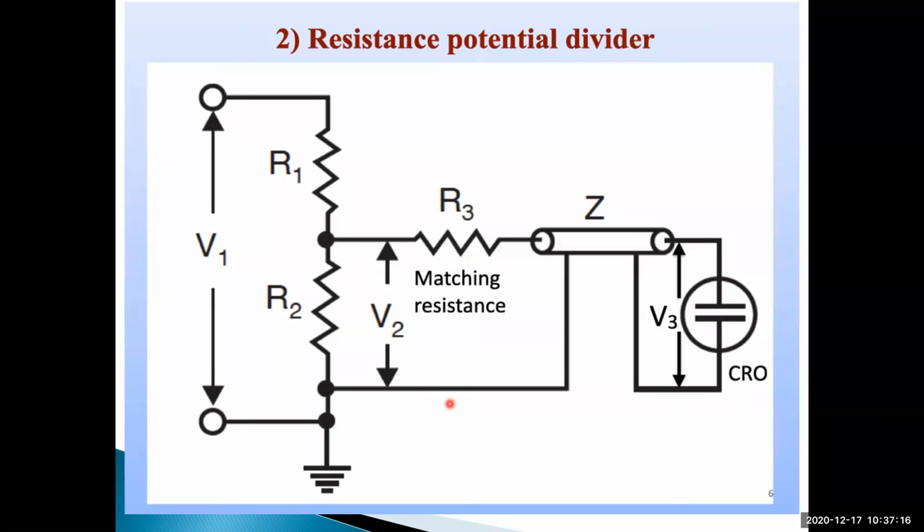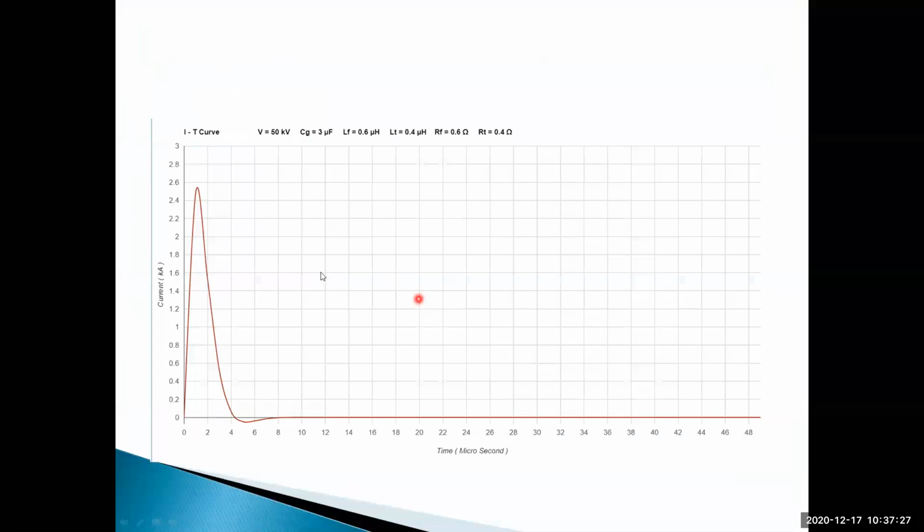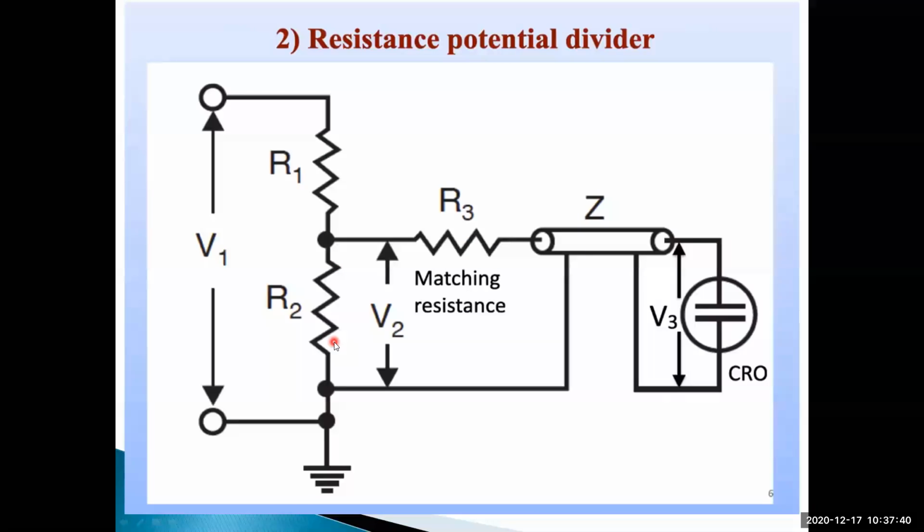So here we have R1, R2, the matching resistance, and the wave shaping circuit. These R1 and R2 do not disturb the wave shaping circuit. Our required wave shape is like this. So we have to adjust R1 and R2 in a proper way.